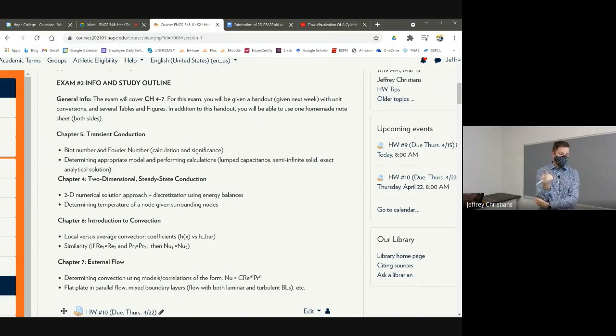And then some stuff about external flow, which is what we've been doing, which is really looking at models like what we saw last class, where you have the Nusselt number equal to some function of the Reynolds number and the Prandtl number. So it's identifying the appropriate model and then being able to plug in the numbers and solve problems with that. So you get some practice doing that on this coming homework.